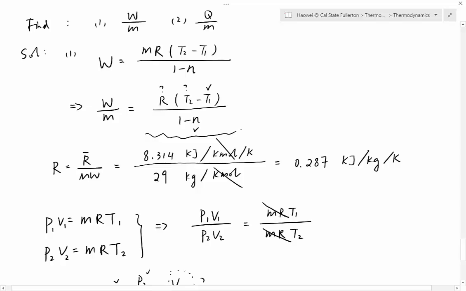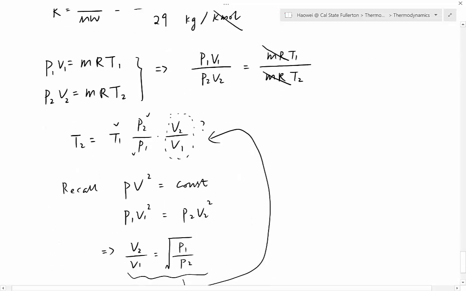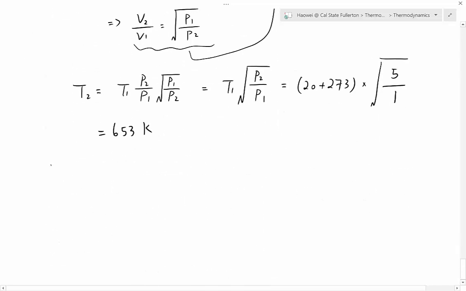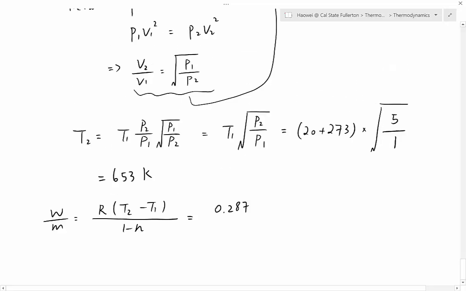So to look for work per unit mass, that's pretty easy, just plugging in all the numbers. W over mass, like before, is R times T2 minus T1 divided by 1 minus n. So now we plug in numbers. R is 0.287, and be careful here.